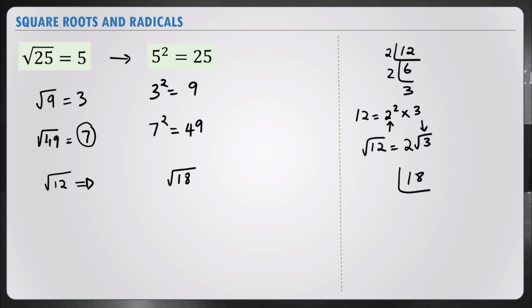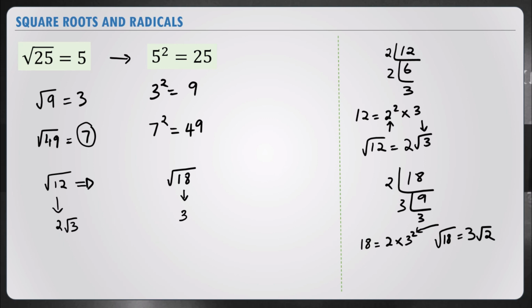Let's take 18. Let's find the factors of 18: 2, 9, 3, and 3. The factors of 18 are 2 and 3 squared. So the square root of 18 will be equal to, I see only one pair, which is 3, which comes out, and 2 remains under the square root sign because it doesn't have a pair. The square root of 12 will therefore be 2 root 3, and the square root of 18 will be 3 root 2. This is just an introduction to finding square roots.